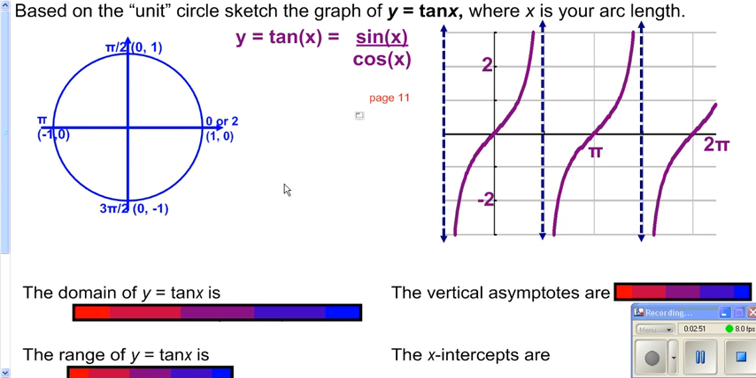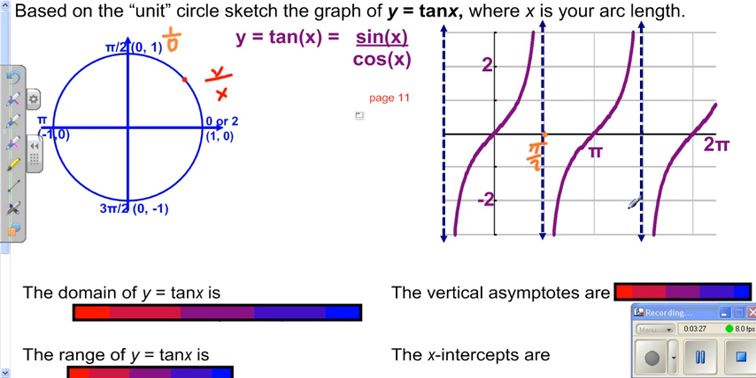Tangent. Tangent's what you get when you divide your sine over your cosine, or when you're looking at your unit circle, the y-coordinate over the x-coordinate. You're going to get this graph right here. You do end up having a vertical asymptote right here at pi over 2. At pi over 2, when you go y over x, it'd be 1 over 0. Can't divide by 0, so that's why there's a vertical asymptote there.